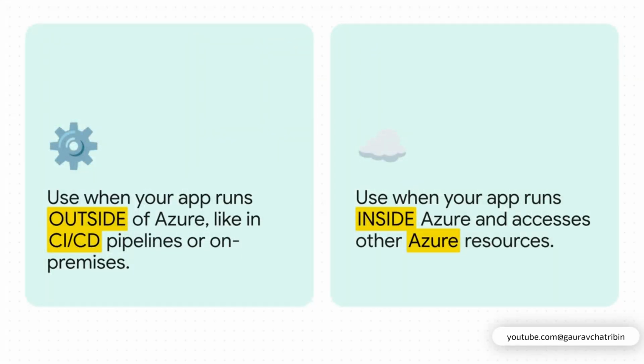Location, location, location. If your application or script is running outside of Azure, like in a GitHub Actions pipeline, on an on-premises server, or even in another cloud, it needs a service principal to act as its ambassador to get into Azure. But if your app is running inside Azure and just needs to talk to another Azure resource, a managed identity is almost always the better, more secure, and easier choice. So, inside to inside, managed identity. Outside to inside, service principal.